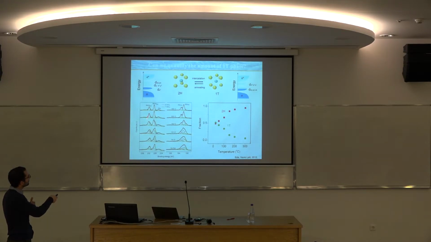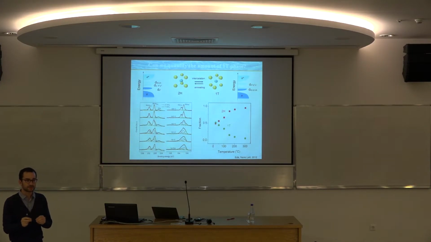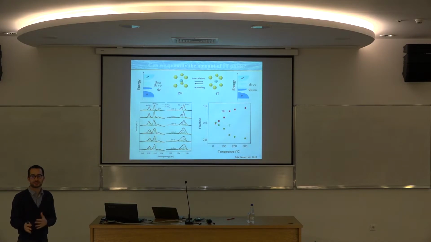So the nice thing with XPS is you can integrate the peaks and quantify the amount of the different signals. So we can quantify the amount of 1T phase and 2H phase. And this is what you see here. In the beginning we have about 50% 2H, 50% 1T phase. As you increase the temperature, the signal from the 1T phase decreases close to 0%, and at the same time you have 100% 2H phase.